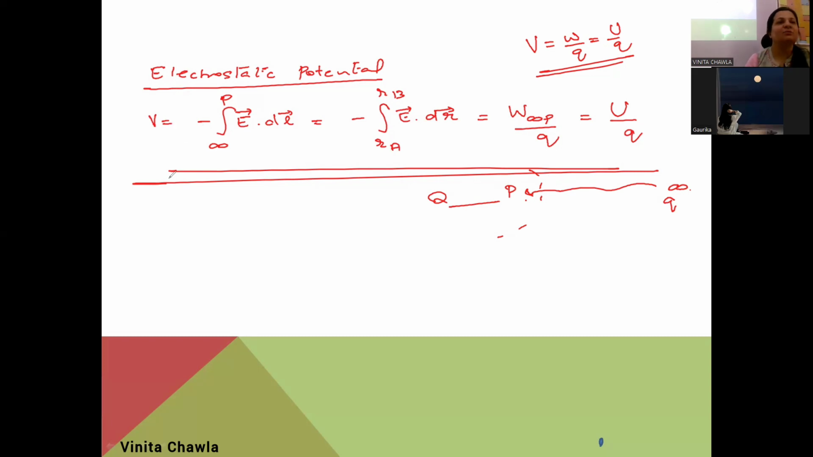What if the charge is moving from one position to another within the electric field of a given charge? Then we have another situation where this is the source charge and this is the field of the source charge, and we have this small q charge already in the field of the source charge. This charge is here and it is moving from some point A to another point B in the electrostatic field of the given charge. Then we can find the potential difference. How do we find the potential difference?